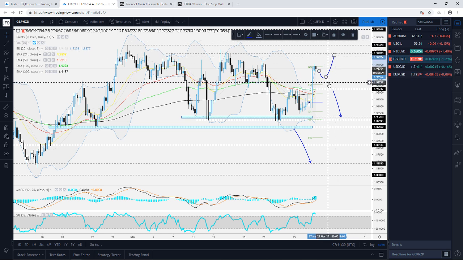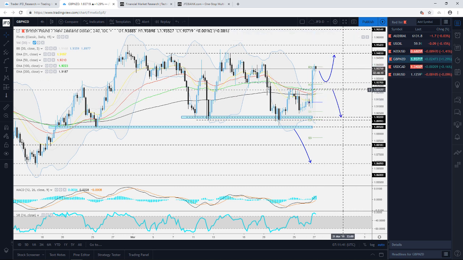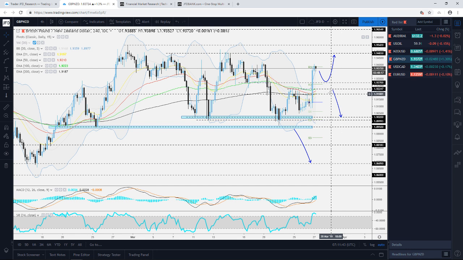So this 192.70 could be the last resort here, and then we could see another push higher. And if the pair drops below the 192.25, this is where we will become slightly more bearish than bullish again.